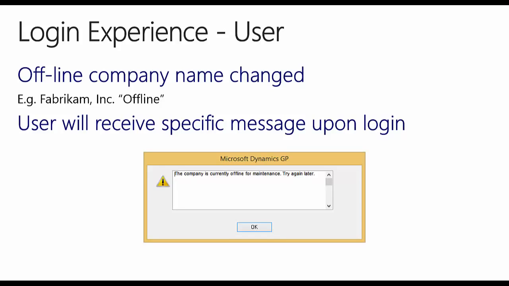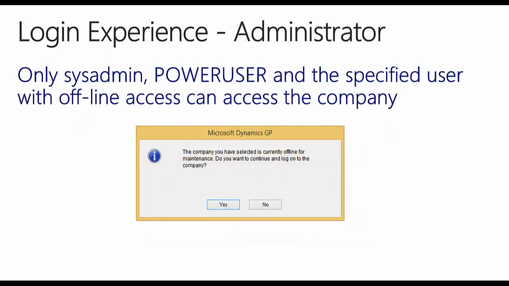or if the user is set up to automatically log into this company that's offline, they'll see a notification that the company is offline. The company is currently offline for maintenance. Try again later. Now let's take a look at the login experience for administrative user.